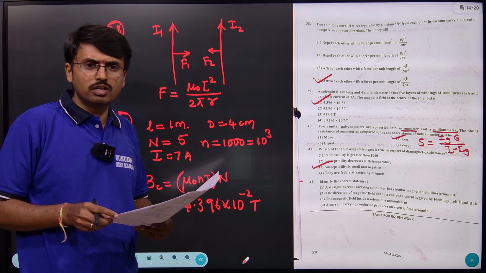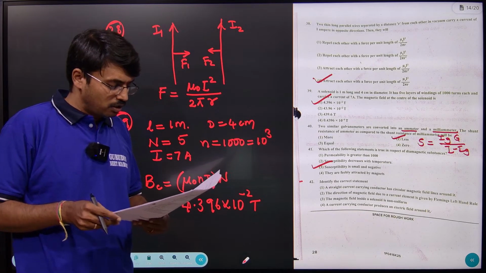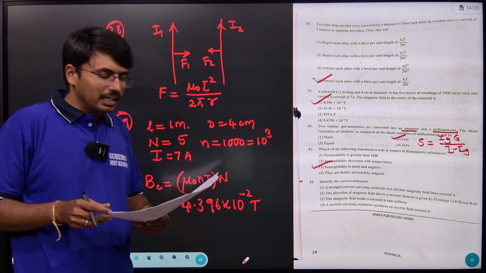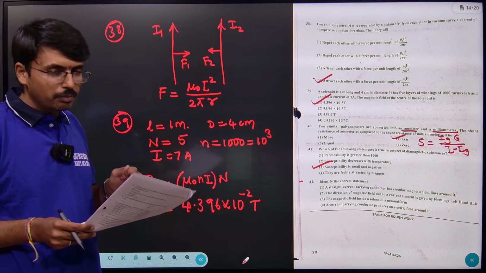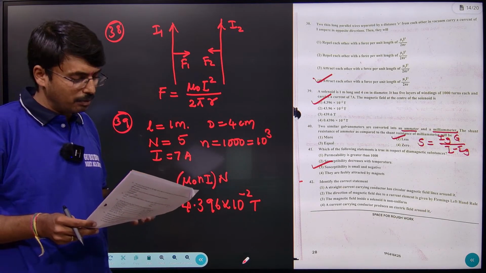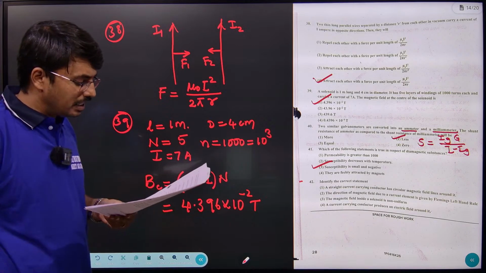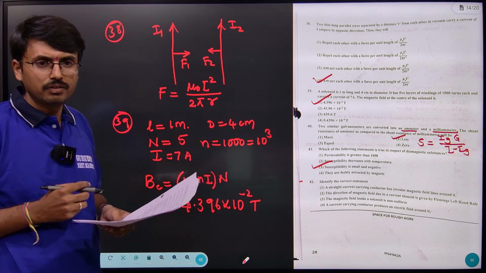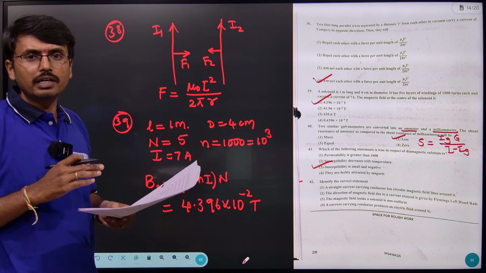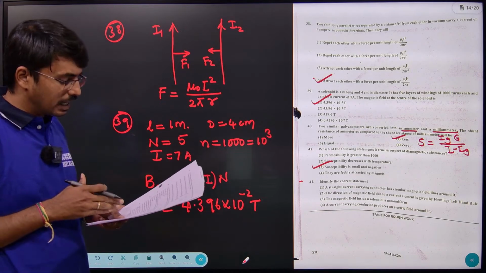Now we'll look at the next one, 42. It is also a concept based question. Identify the correct statement. Again we have to look at all the statements here. But from the first statement itself we get the right statement: a straight current carrying conductor has circular magnetic field lines around it. That is actually the correct statement.